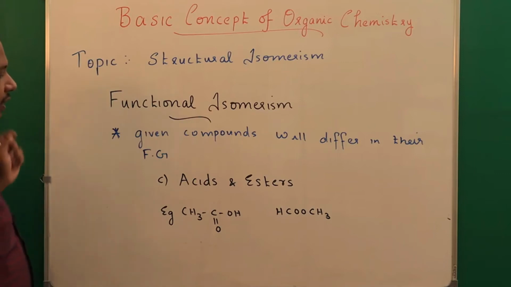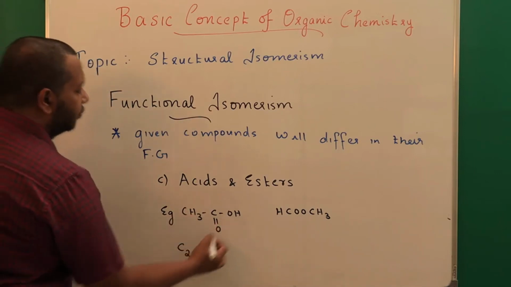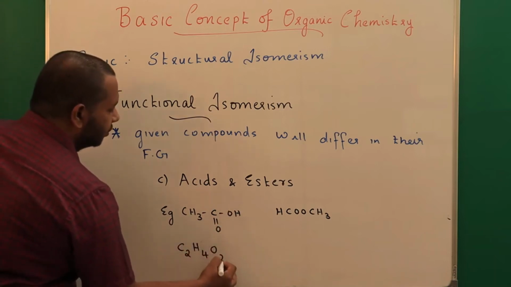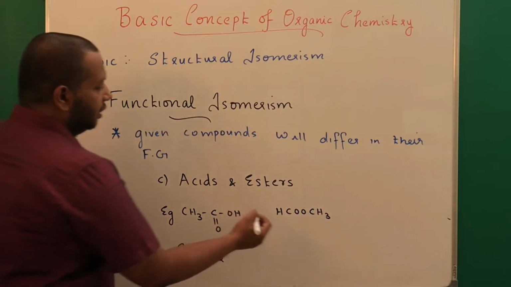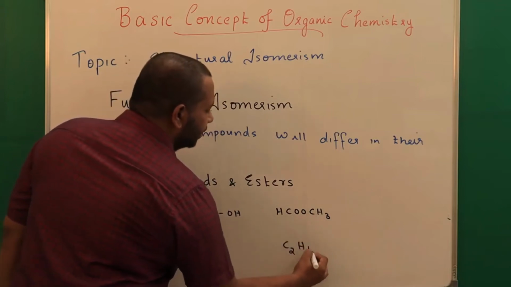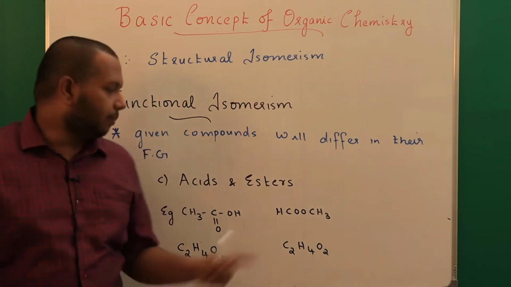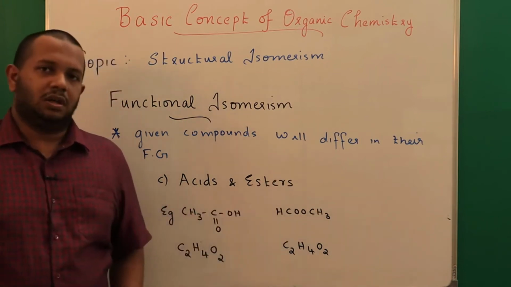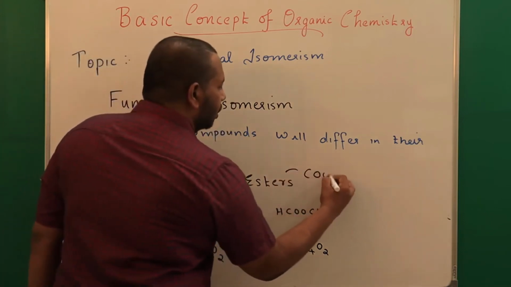If you see here, how many carbon atoms are there? 2 carbon atoms. 4 hydrogen atoms are there. And 2 oxygen atoms are there. Correct? Now in the acid also, 2 carbon atoms, 4 hydrogen atoms, and 2 oxygen atoms are there. So both have the same molecular formula, but one is an acid and the other is an ester, HCOOR. COOR is the functional group of esters.